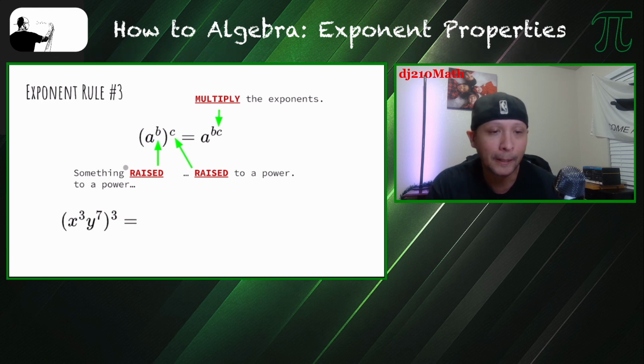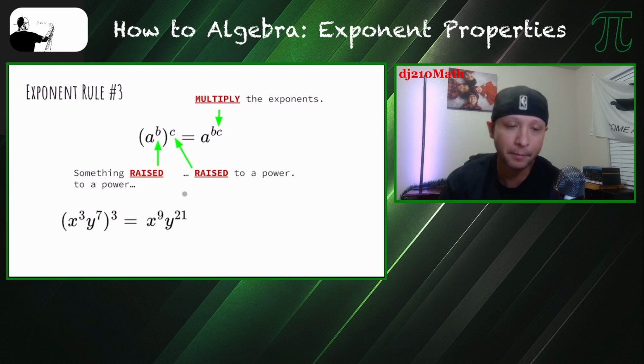So we can actually apply the rule that we just said and multiply the exponents. So 3 times 3 is 9, so x to the 9th power. And 7 times 3 is 21, so y to the 21st power.